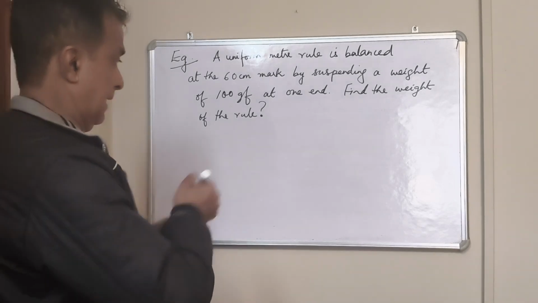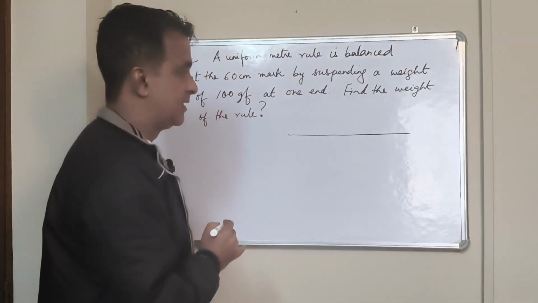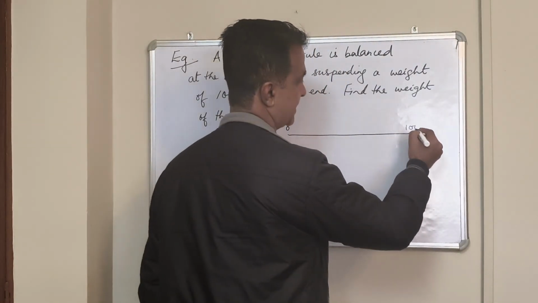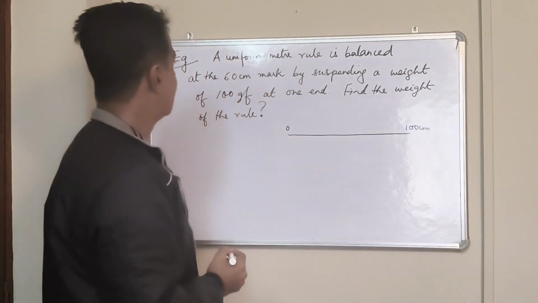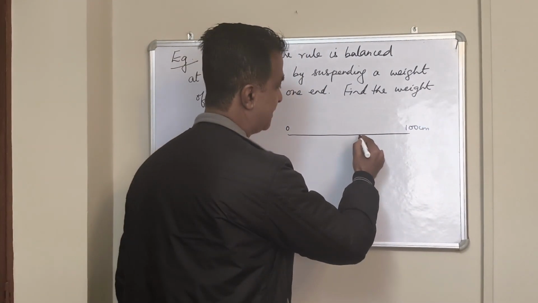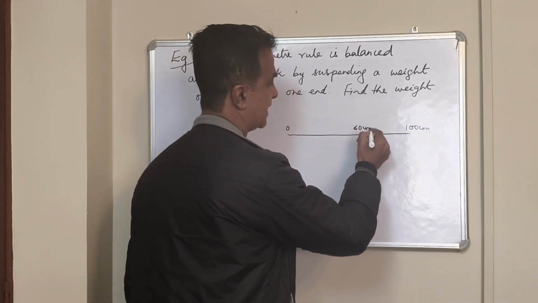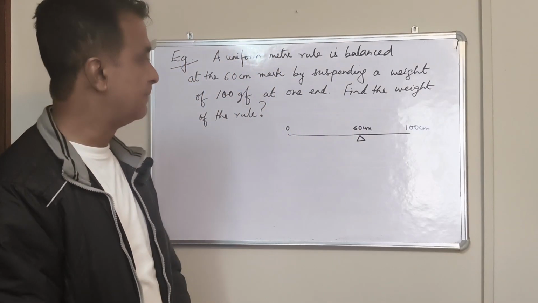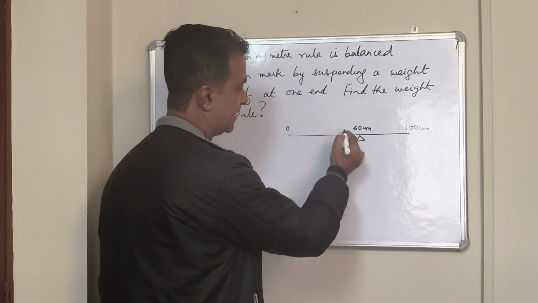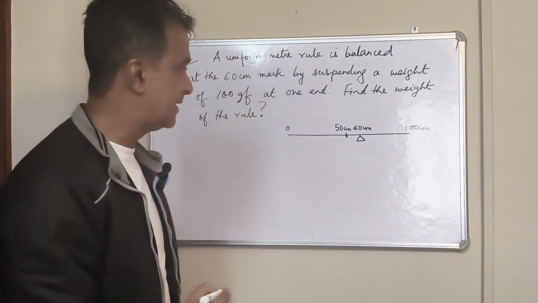So first, let's draw a small diagram to represent what is given to us. So this is a uniform meter rule from 0 to the 100 centimeter mark. Now they're saying this meter rule is balanced at the 60 centimeter mark. That means not at its center of gravity. So here is the 60 centimeter mark. That's where it's being balanced. Now immediately you know that the center of gravity is here. That means at the 50 centimeter mark, the weight of the ruler is acting.